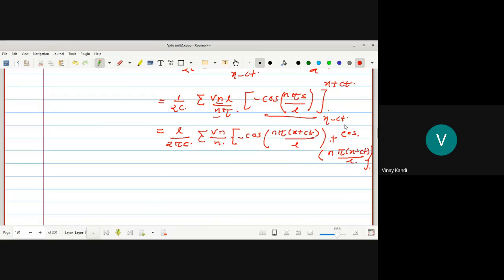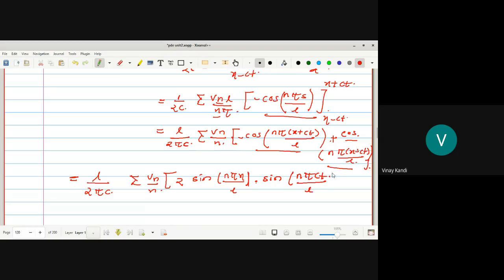After putting the values of limits x plus ct and x minus ct, which is equal to L upon 2 pi c summation Vn upon n. What is the formula of cos a plus cos b? हा तुमचा cos a minus cos b काय आहे in the bracket 2 sin okay 2 sin a plus b, that is n pi x a divided by L a plus b केल्यानंतर okay into sin n pi ct a minus b divided by L. Okay, using the formula of cos a plus cos b.